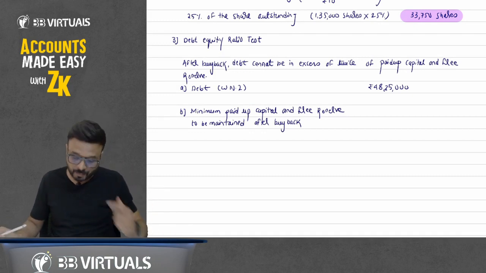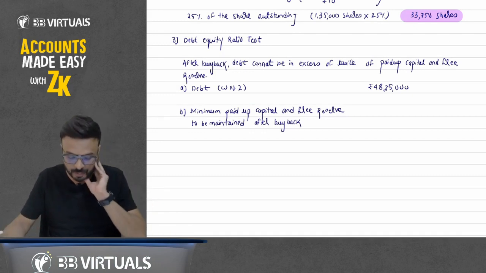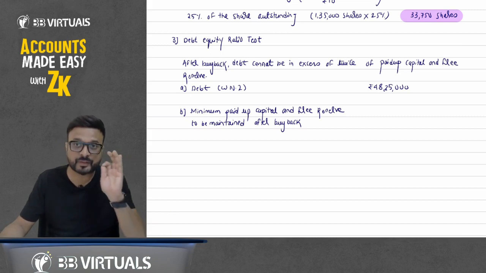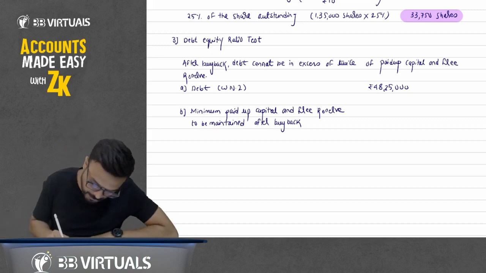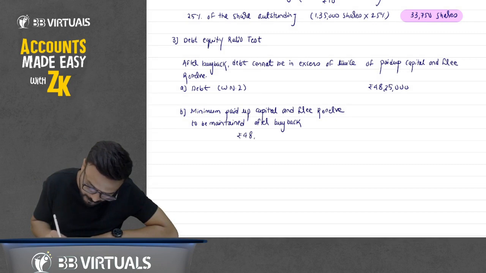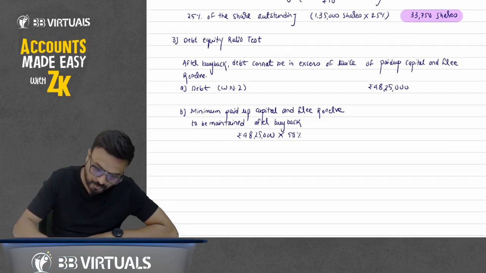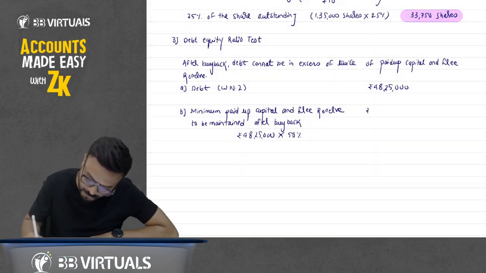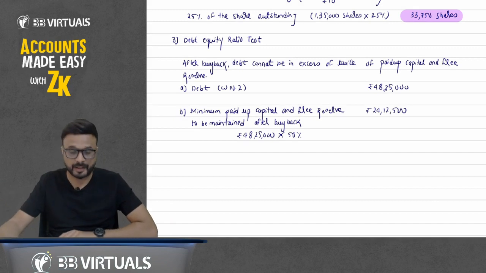How much is the minimum paid up capital and free reserve that should be maintained after buyback? That is 50% of debt. So write down here 48,25,000. 50% of this should be maintained. So 48,25,000 multiplied by 50% comes to 24,12,500. This much should be maintained as paid up capital and free reserve after buyback. Minimum it should be maintained.